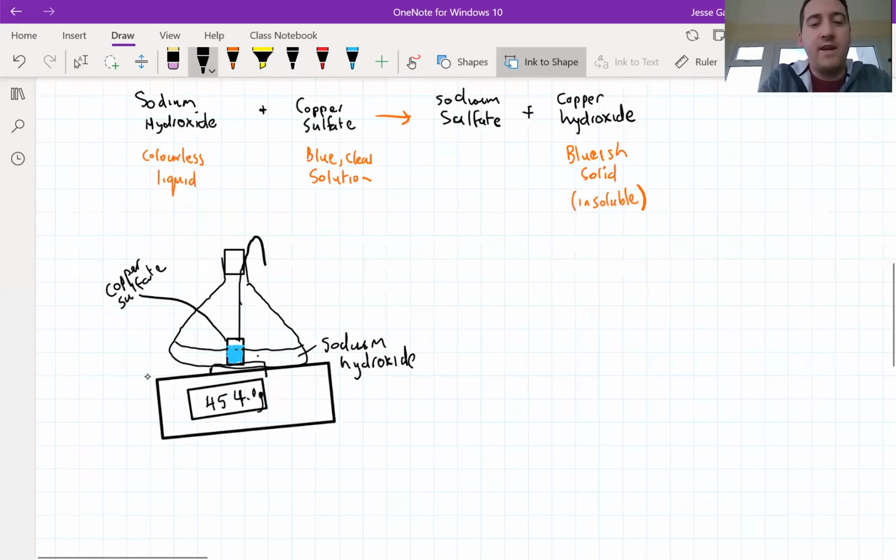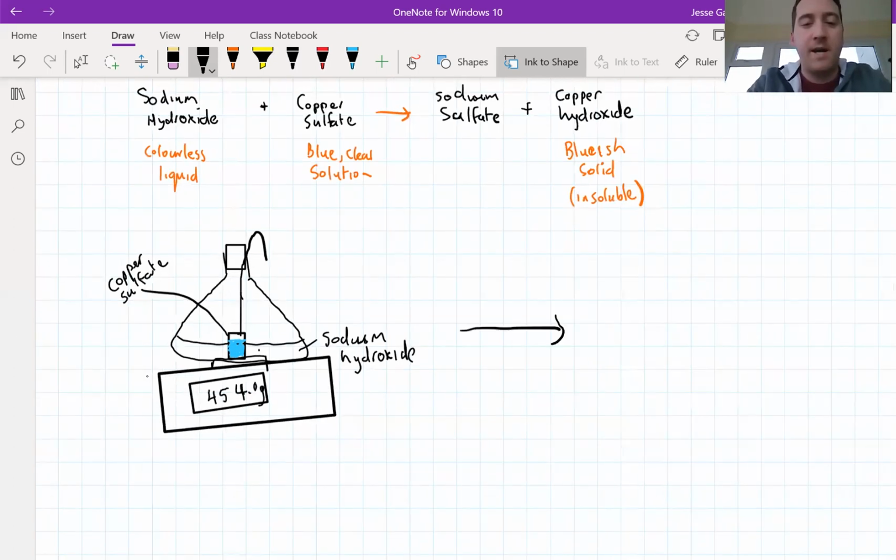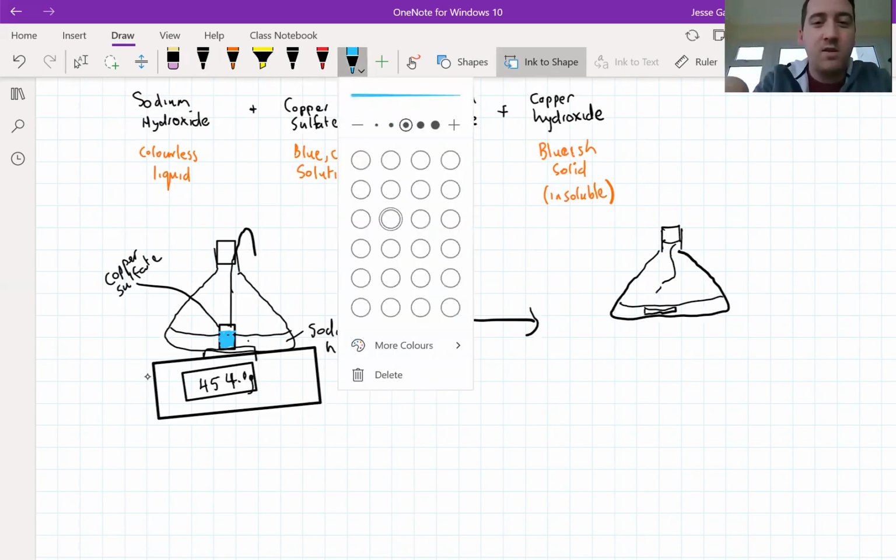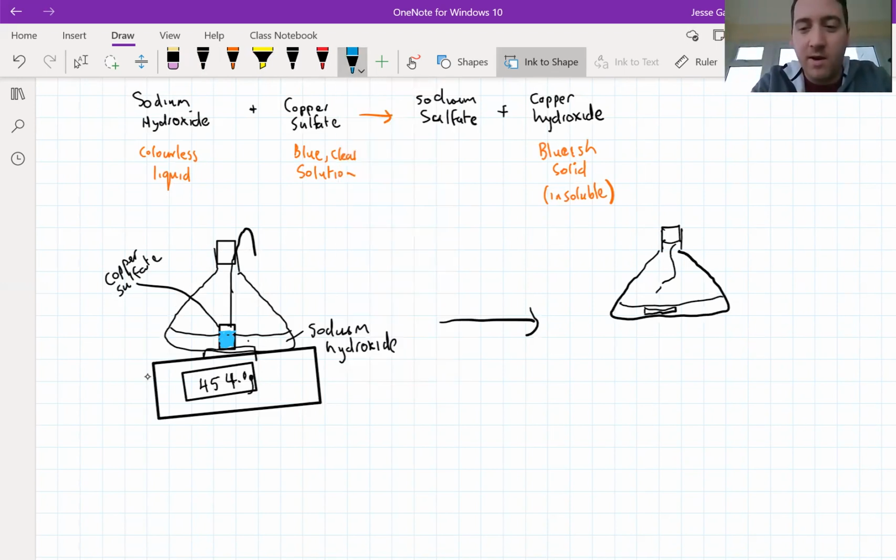Now, what we would find is if we let the reaction happen by spilling over the little inside container. So now we've got our conical flask, and it's still got its lid on, but we've let the string fall down. And now the two chemicals are mixed together. The vial has fallen over and the copper sulfate has spilled into the sodium hydroxide and they have reacted. And I'm forming that clumpy, insoluble solid.